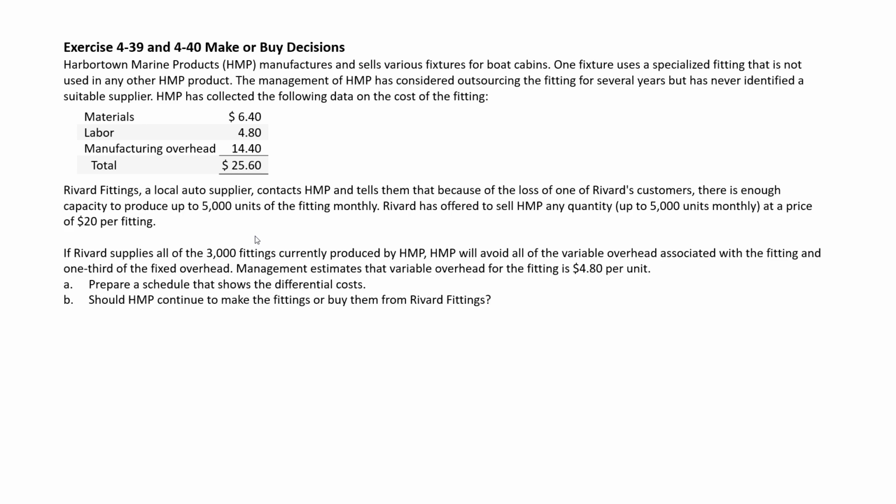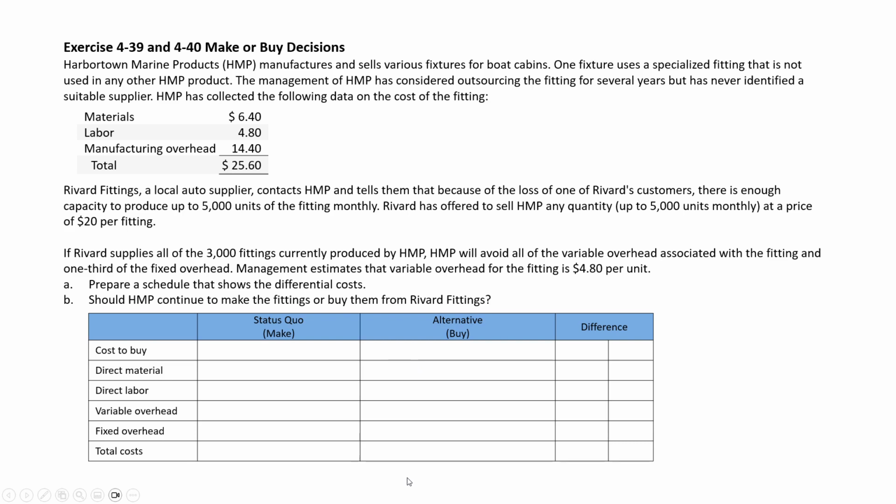The problem is some of this manufacturing cost may not be relevant, meaning it may not necessarily go away even if we buy it from the outside supplier. So let's go through the calculation and compare our different costs of continuing to make it versus the alternative of buying it. The easiest part is to look at, if we buy it, what's it going to cost us from the outside supplier? $20 per unit times 3,000 units, $60,000.